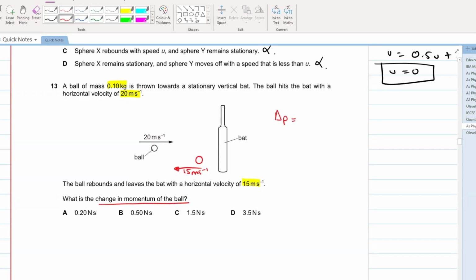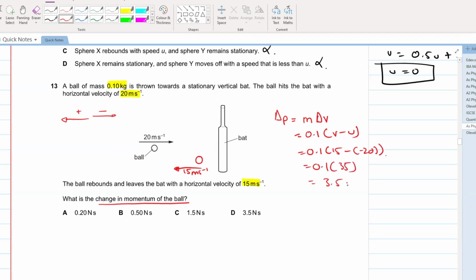How can you calculate the change in momentum of the ball? Pretty easy. Change in momentum is equal to what? Mass into change in velocity. What is mass? 0.1. What will be your change in velocity? To calculate change in velocity, you can say the left hand side is positive, the right hand side is negative. Mass into change in velocity, v minus u. Mass is 0.1, final velocity is 15, initial velocity is negative 20. Your change in velocity comes out to be what? 35 multiplied by 0.1, 3.5 N s is your change in momentum.